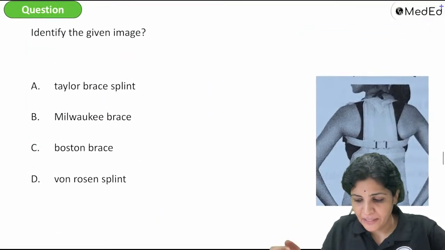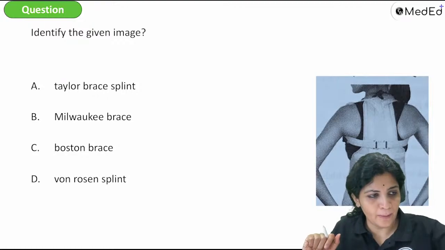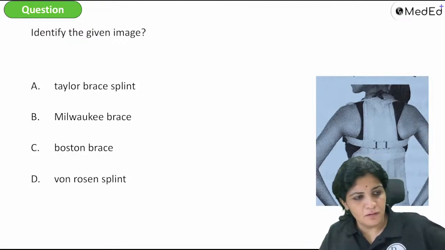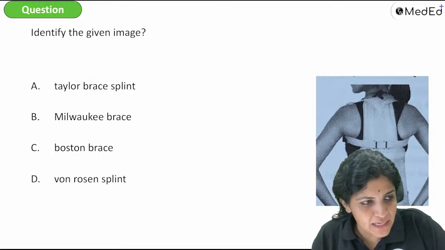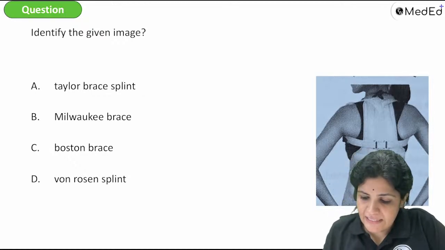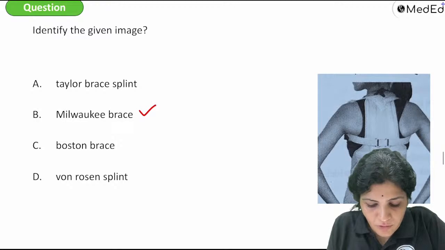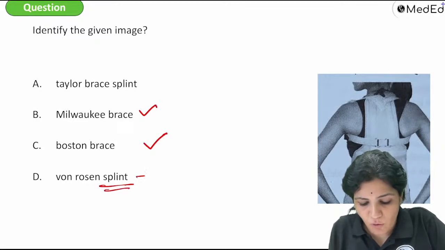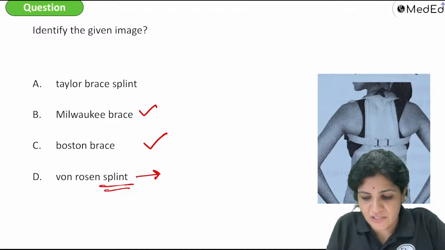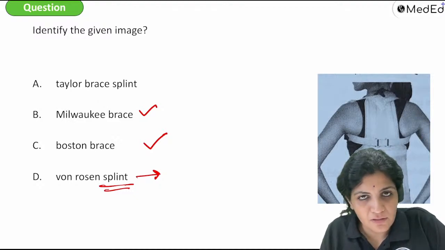What is this? Again an IBQ. Tapendra, what is this? Yes, this is a Taylor's brace. So we already know what is Milwaukee brace, scoliosis. We already know what is Boston's brace. And where is this von Rosen splint used? Which condition is this von Rosen splint used in?